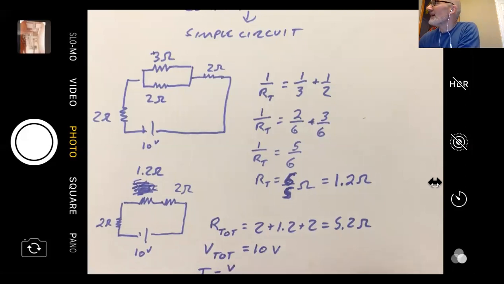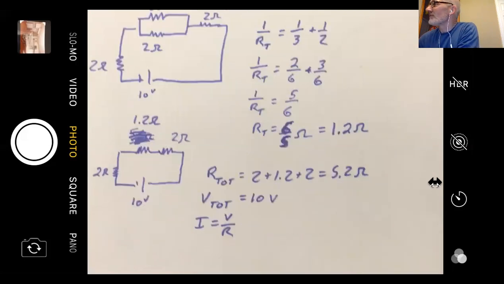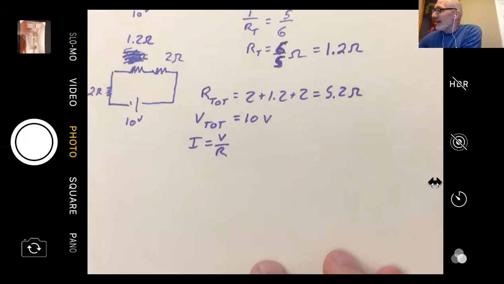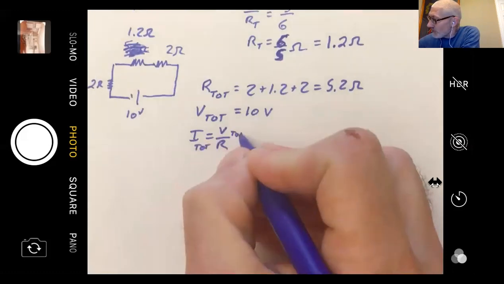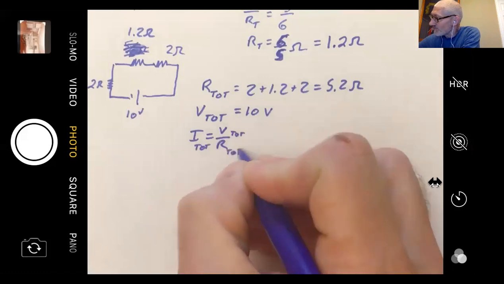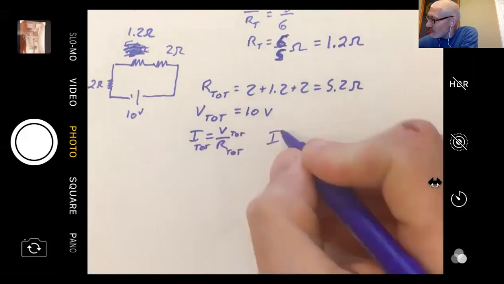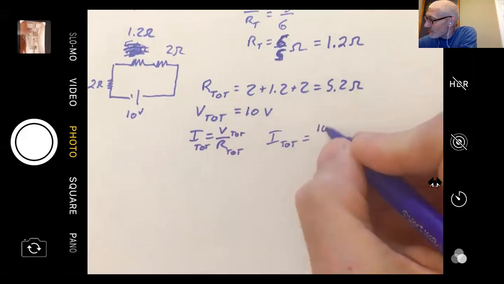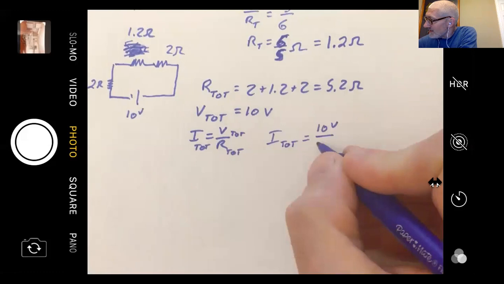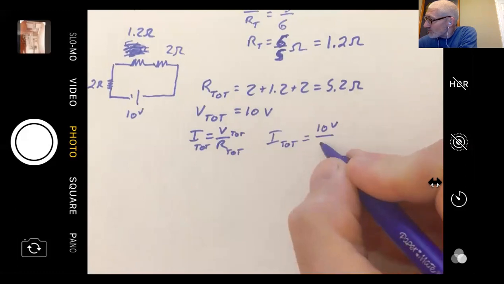So we're going to use I equals V over R. Sorry, I realized that was off the screen. And I'm going to do that for the total values: E total, R total, I total. And so the amount of current going through this entire circuit has to be 10 volts divided by 5.2 ohms.